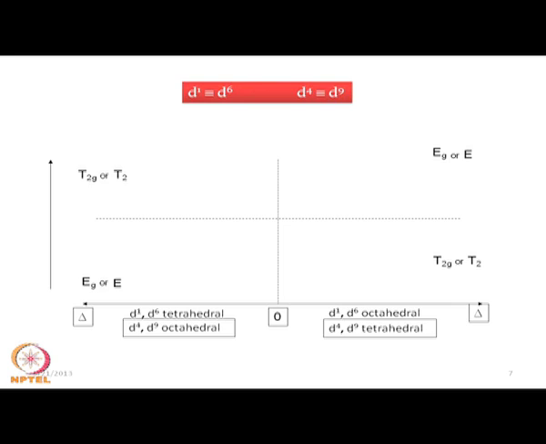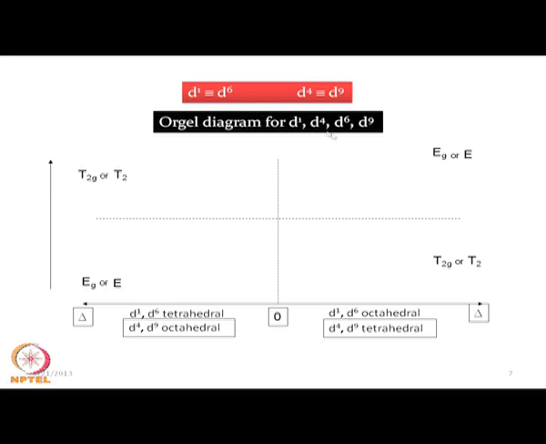For D1 and D9 and D4 and D6, they have a corresponding equivalence. That means D1 will be equivalent to D6 and D4 will be equivalent to D9 in terms of the corresponding splitting. So we can have these 4 ions, D1, D9 and D4, D6, and we can have the corresponding energy values on this particular axis. D4, D9 on the left hand side and D1, D6 on the right hand side.